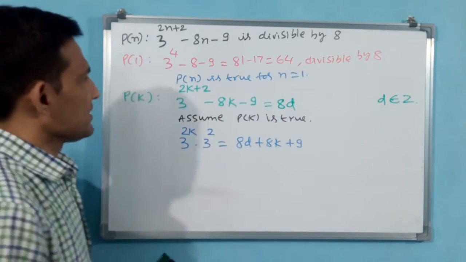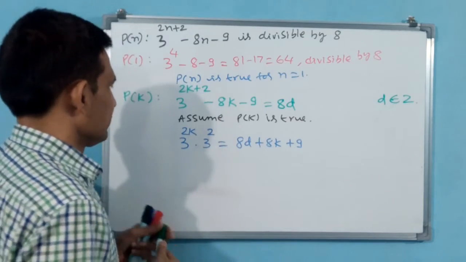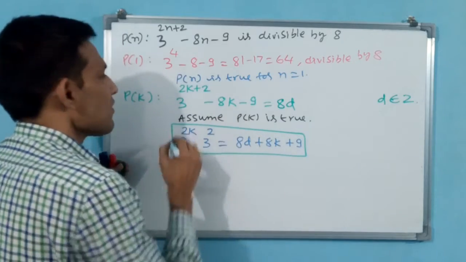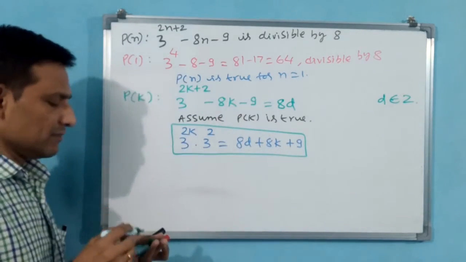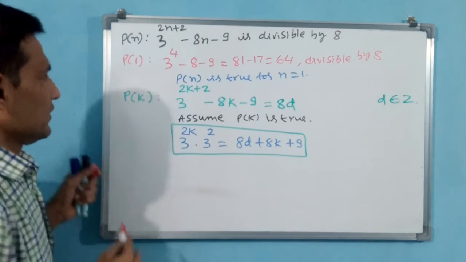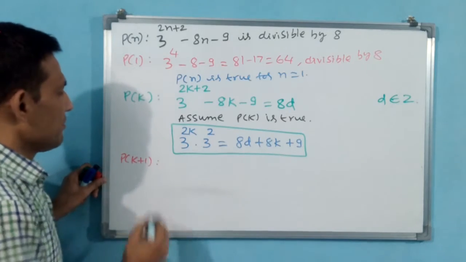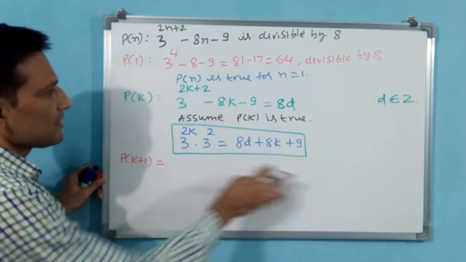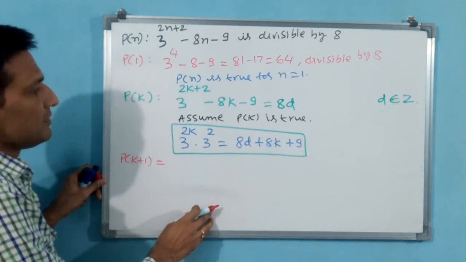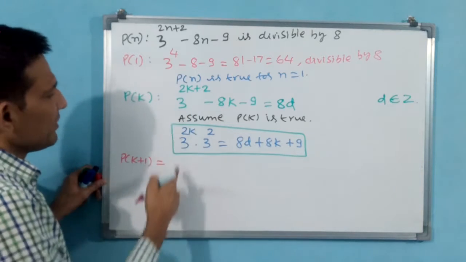Okay, now you box it. You box this now. We will see. If we want, we can modify again. But let us now box this one. We go for p of k plus 1. P of k plus 1 you can write equal to. Why? Because we don't write this 8d now itself. Now in place of k, k plus 1 has to come.